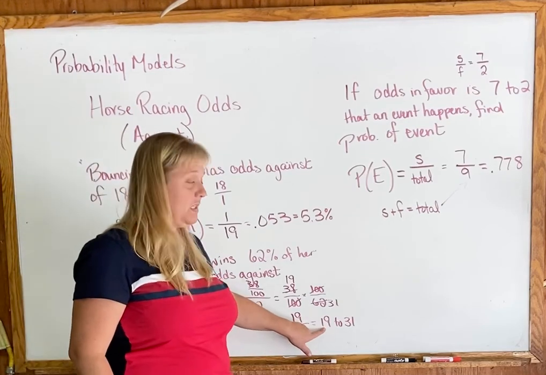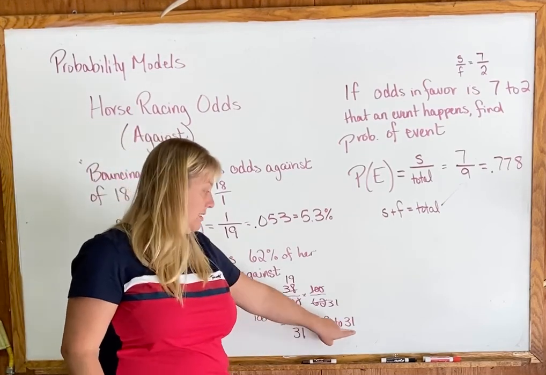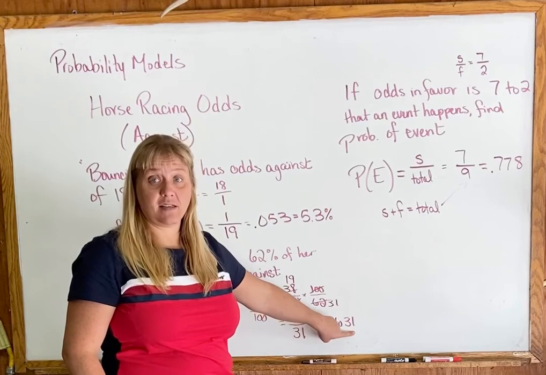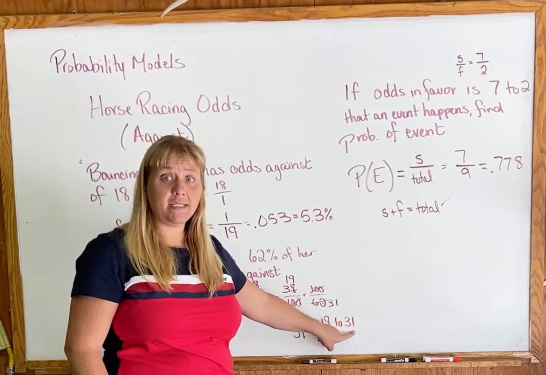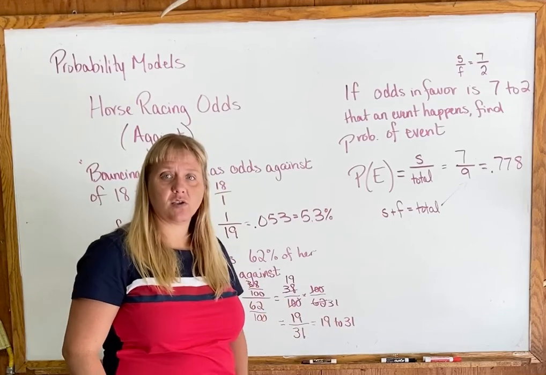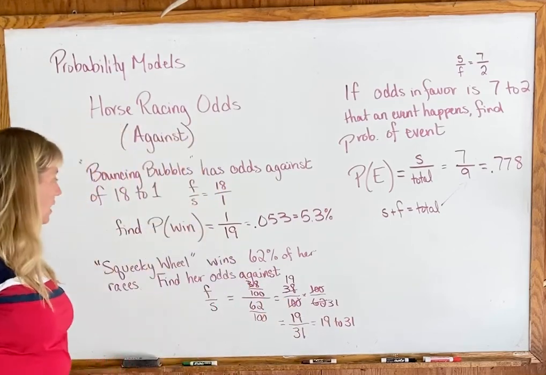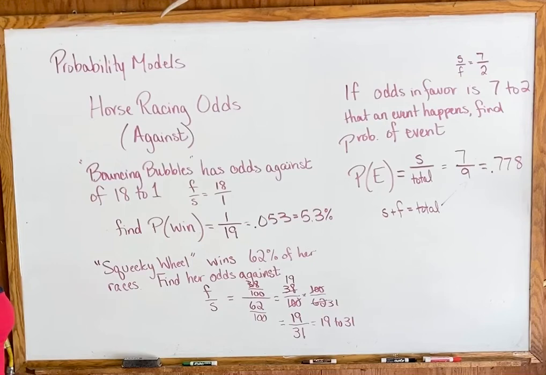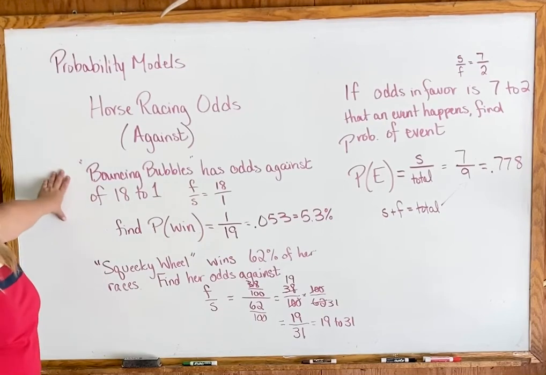So 19 failures to every 31 successes, which means she does have more success, doesn't she? So failure to success means the success looks good. Okay, so this is a horse that wins more of her races than Bouncing Bubbles does.